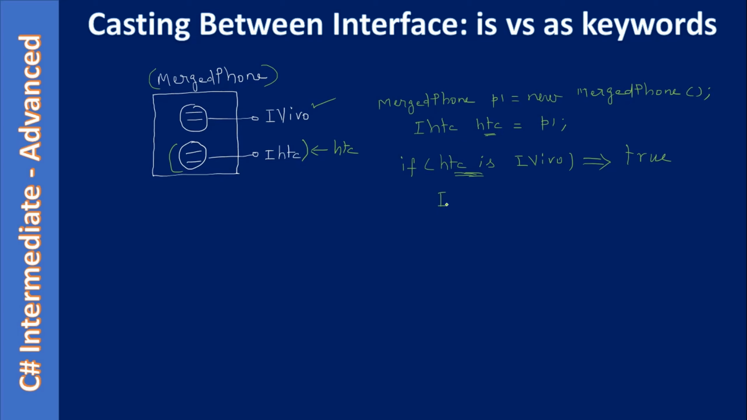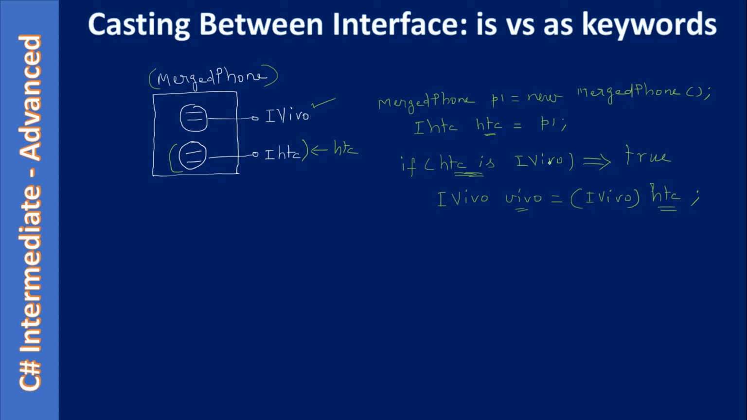We can typecast it as iVivo, some reference name, let's say vivo, equal to, you can typecast it as iVivo. What we have in hand is HTC, so we can place that HTC here. And if you see here, the HTC type is the iHTC interface, and we are typecasting the iHTC reference into iVivo, and we are holding that typecasted reference in vivo, and its type is iVivo. But before that, we are making sure whether this returns true.